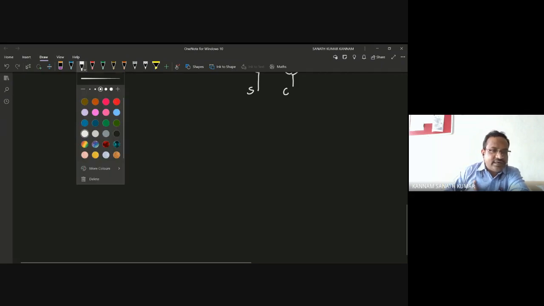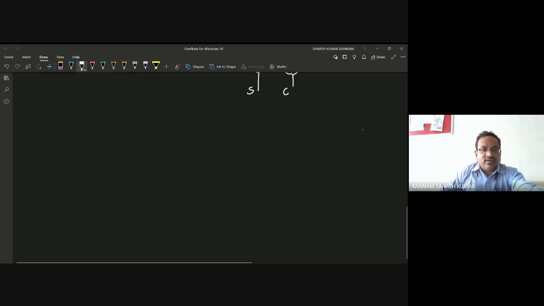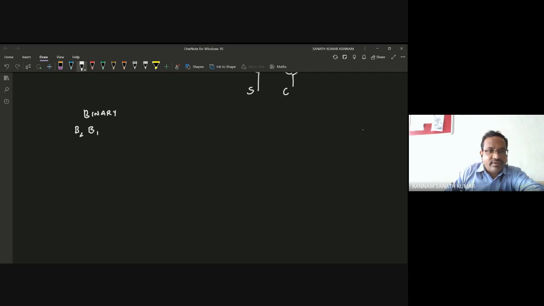So 3-bit binary to gray code means you can implement. Already explained in the code converters. So let us take the binary number. So binary digits, this is B3, B2, and B1. And the gray code G3, G2, and G1. So these are the possible combinations.